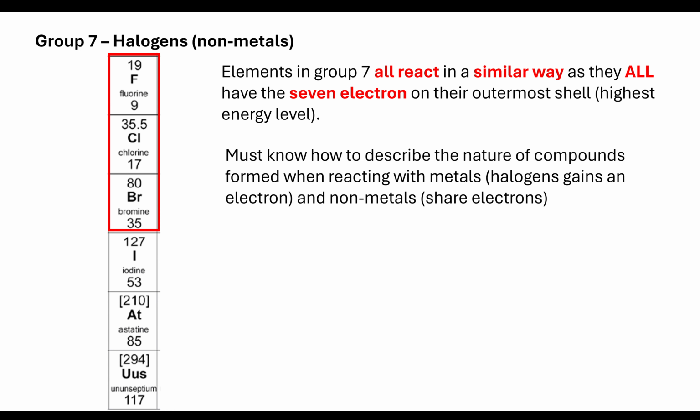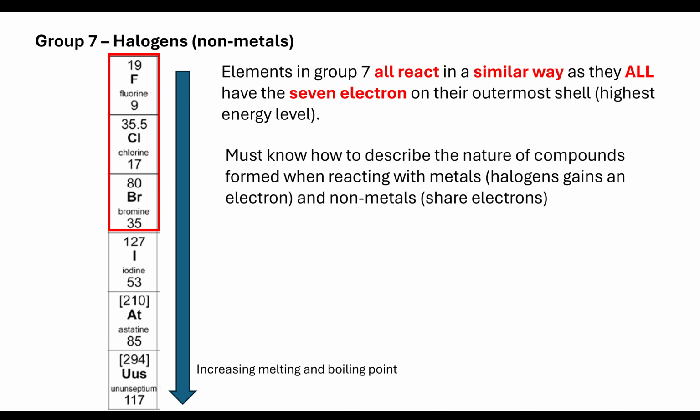Now, you must know how to describe the nature of the compounds formed when reacting with metals. If it's a metal, the halogens are going to gain an electron so that they can fill their outermost shell, so they can have a more stable electronic structure. Therefore, they become ions. If it's a non-metal, for example, hydrogen and one of the halogens coming together, they're going to share their electrons so that they can have a full outer shell.